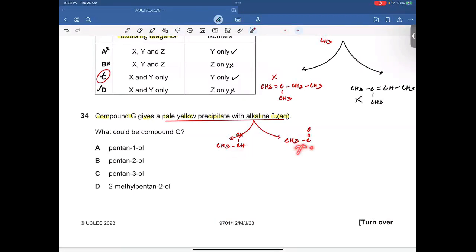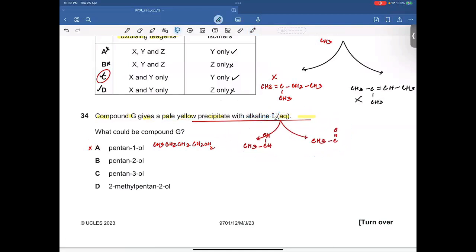From these two approaches, the substance needs to follow any one of them. Option A is incorrect because it has no CH3CH(OH) group. Hold on. Okay, so this is incorrect because this compound has no CH3CH(OH) group.